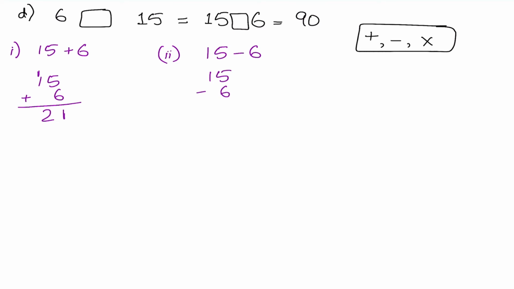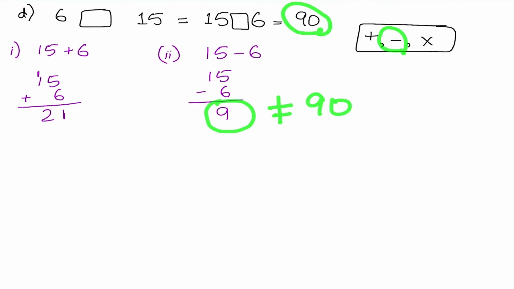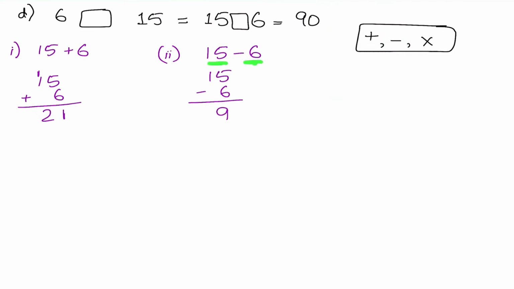15 minus 6 is equal to 9. Okay? Here you can see that 9 is not equal to 90. That means you cannot subtract 15 and 6 to get 90. Alright? Also remember that whenever you subtract two numbers, the result is always less than the larger number.